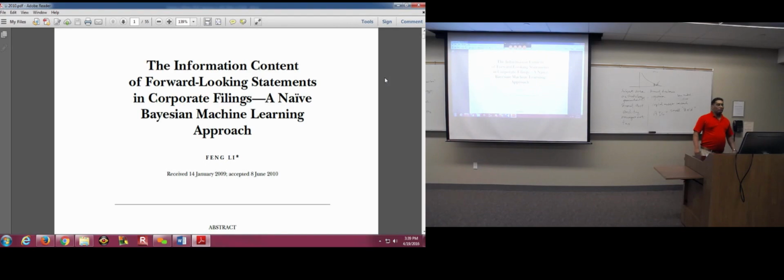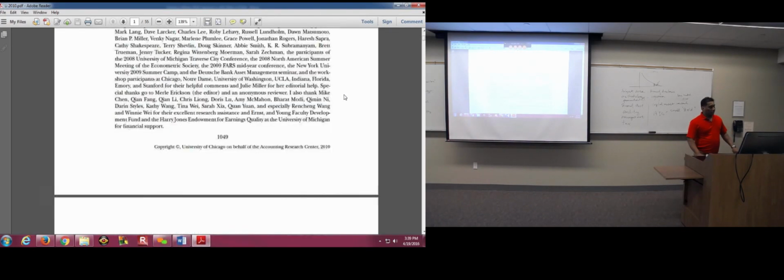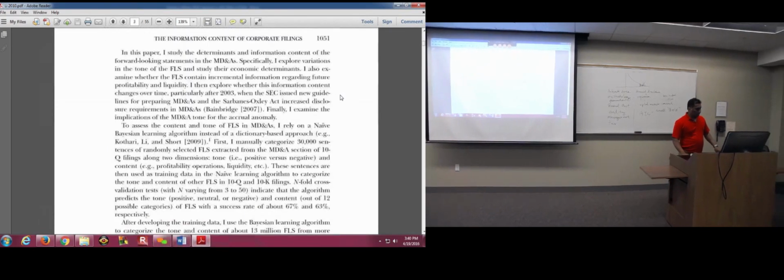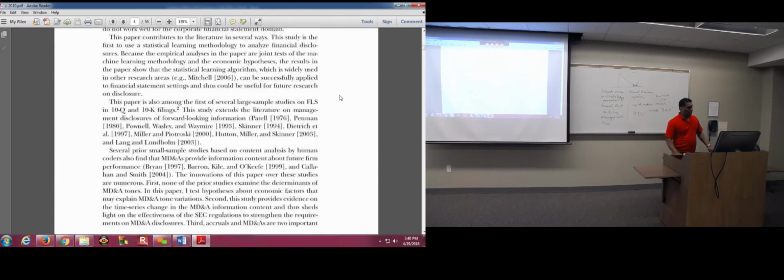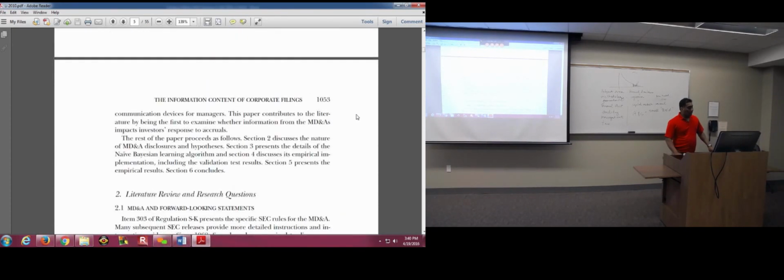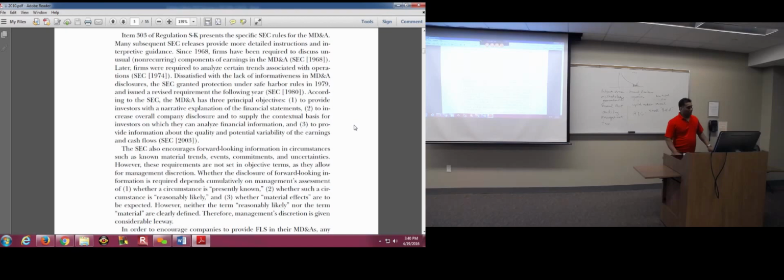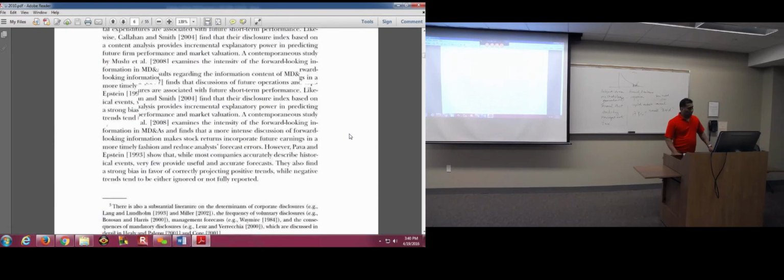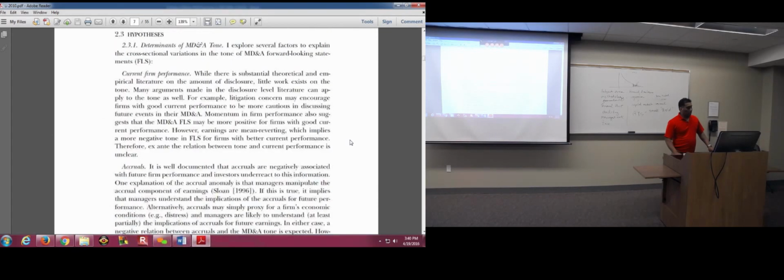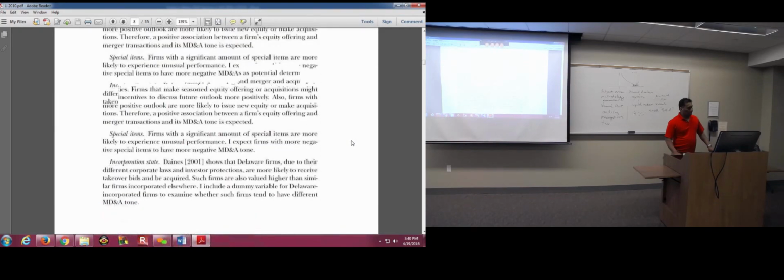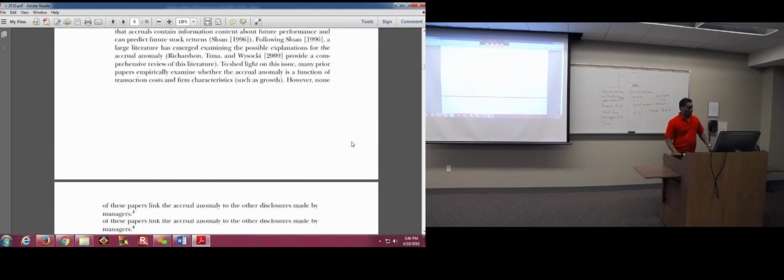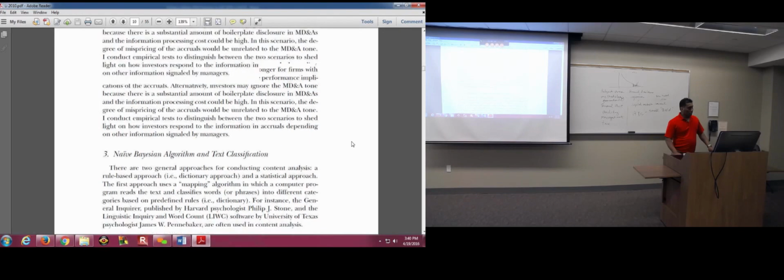So he looks at the forward-looking statement in corporate filings, meaning 10Ks. I believe he looks at 10Ks. Let's have a look. When you read a paper, read the introduction and then skip the literature review initially. What you really want to get to is the model, or what he's going to do.